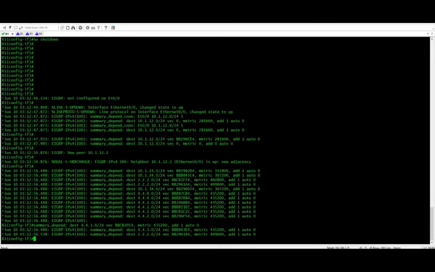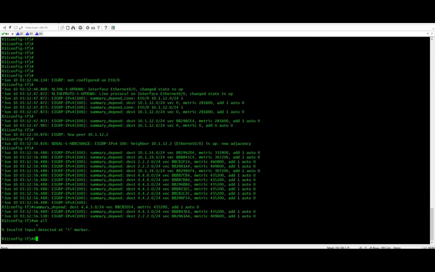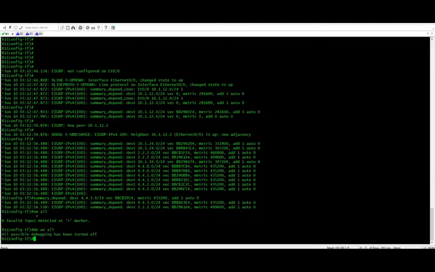Okay, so there are some commands which you can use to debug it, or you can use Wireshark. Now the problem is that I am running this on a server, so my Wireshark is not running on that. Otherwise I would have shown you the packets of EIGRP.